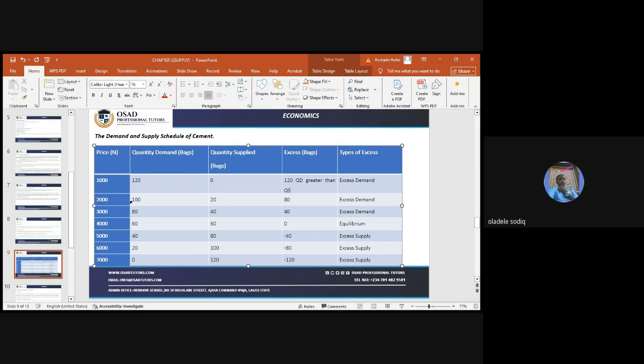Now let's look at the next row. We have quantity demanded as what? 100. What is the quantity supplied? 20. What we are having here is in units. Don't forget this quantity also is in units. So I demand 100, they supply me 20. In that situation, quantity demanded is higher than quantity supplied. What do we have here? Excess demand. Are you with me?